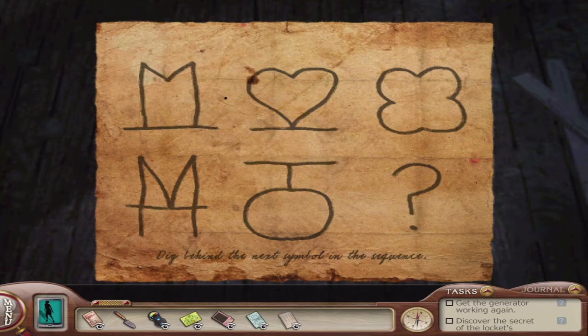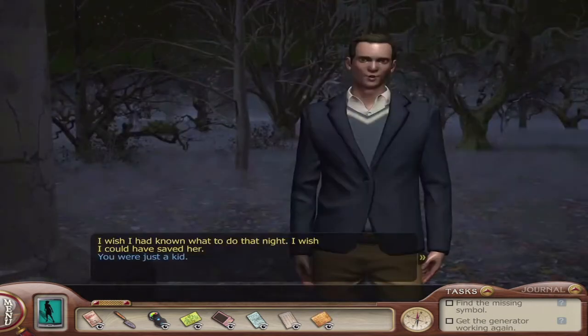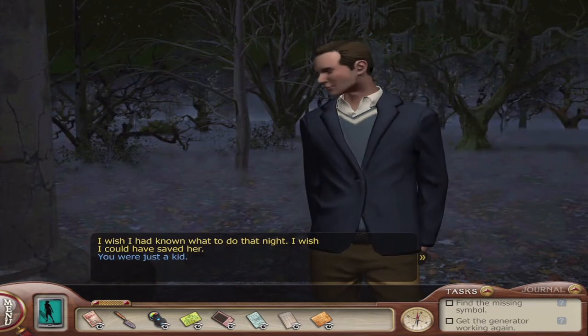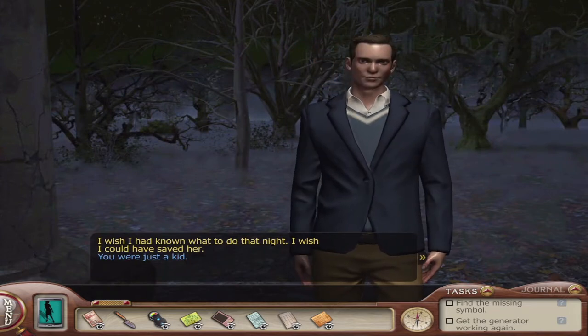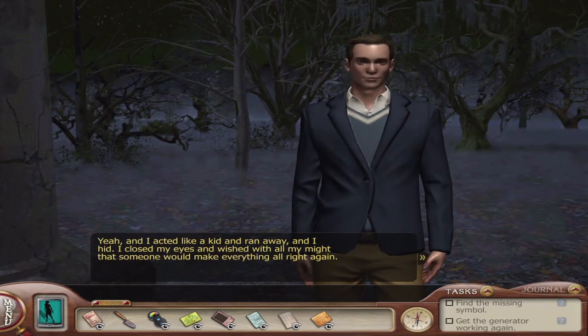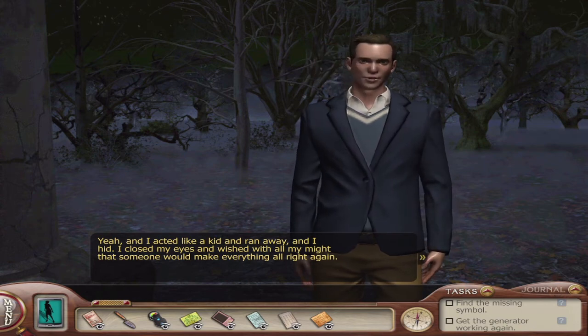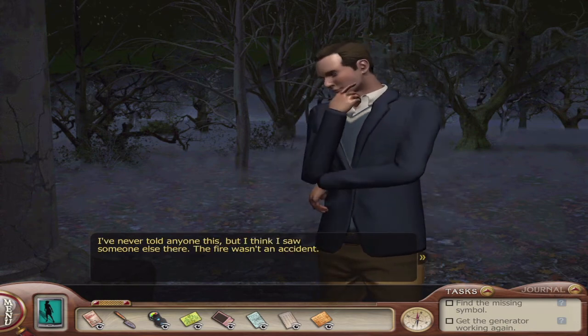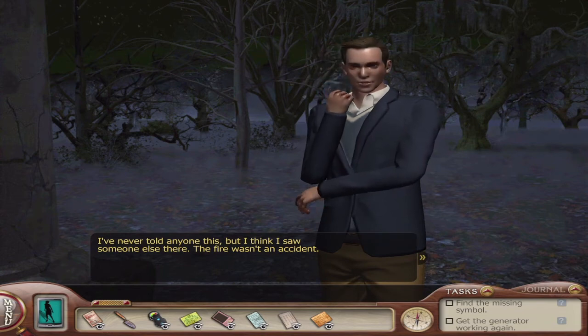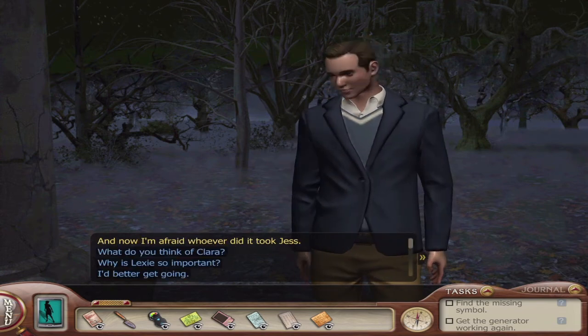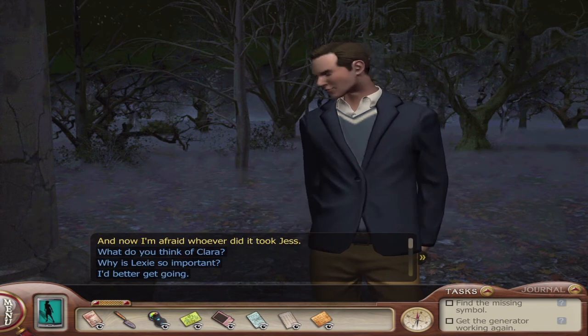I wish I had known what to do that night. I wish I could have saved her. You were just a kid. Yeah, and I acted like a kid and ran away. And I hid. I closed my eyes and wished with all my might that someone would make everything all right again. I never told anyone this, but I think I saw someone else there. The fire wasn't an accident. And now, I'm afraid whoever did it took Jess.